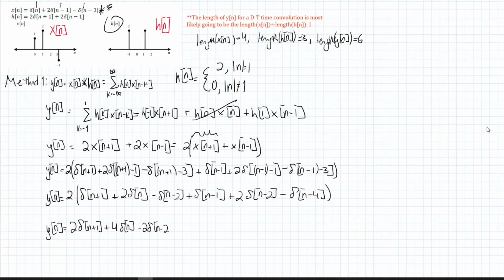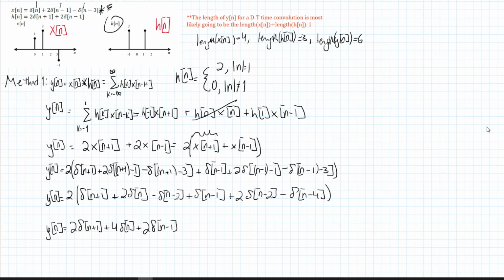Oh, wait a second, I want to clean that up. Excuse me, sorry. So we're combining this term and this term, and we're trying to put everything in order, so we're going to skip this one. So we have 2 delta n plus 1. 2 times 2 is 4 delta n. We're going to do 2 times 2 delta n minus 1.